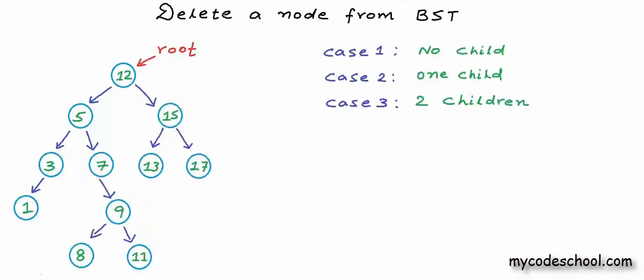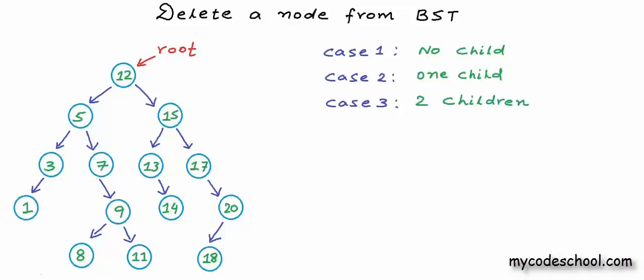Actually, this case is tricky, and before I talk about a possible solution, I want to insert some more nodes here. I want to have some more nodes in subtrees of 13 and 17. The reason I'm inserting some more nodes here is because I want to discuss a generic case, and that's why I want these two subtrees to have more than one node.